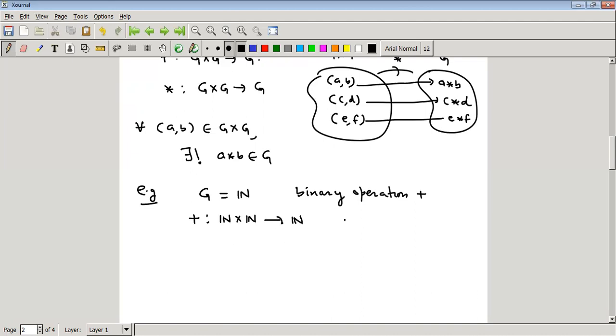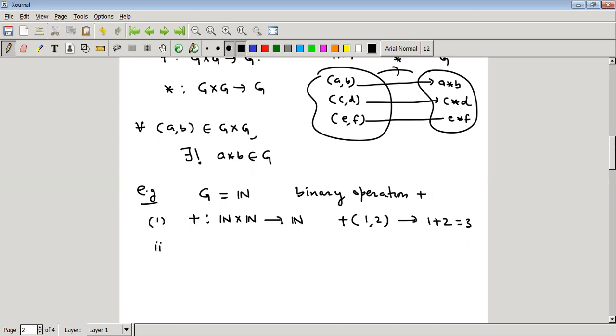Yes, you can take any two natural numbers. So let us take 1 comma 2, and if we add them, we get 1 plus 2. So we replace star by plus. So 1 plus 2 equals 3, and 3 is also a natural number. So if we take the set of natural numbers, then addition on G is a binary operation. Is it clear? So this is first.